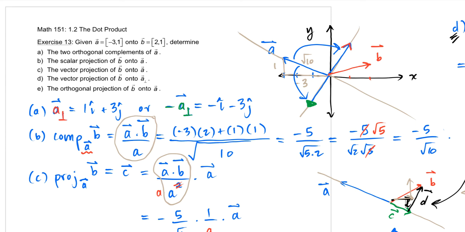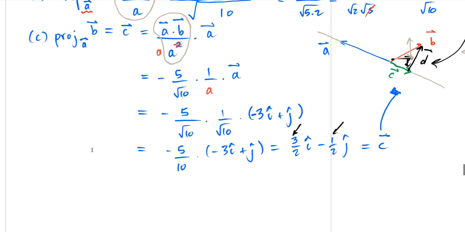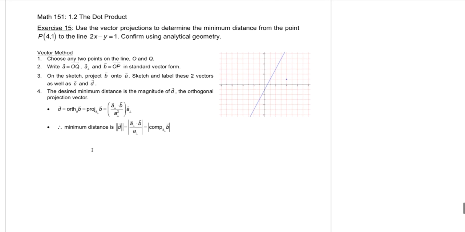So those are all different examples of the scalar and vector and orthogonal projections and orthogonal complements of two vectors. We can skip ahead now to exercise 15, which is an application of using the orthogonal complement to find the minimum distance between a point and a line.